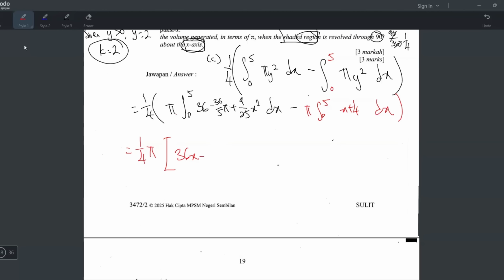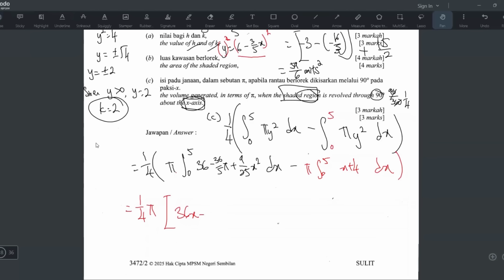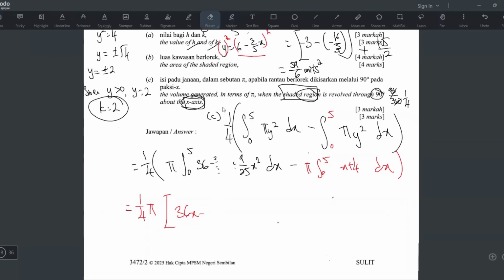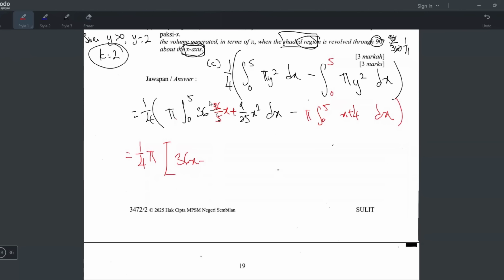Hey, is this pi or x? It's x lah. Where got pi? Oh my god. Okay, I made a mistake. 36 over 5x. So it's plus. Okay, so integrate negative 36 over 5x is left with negative 36 over 5. And then integrate 9 over 25 x squared will be 9 over 25. Open a new bracket, become x power 3 over 3. Yeah, because power plus 1. And then close bracket, 5, 0.